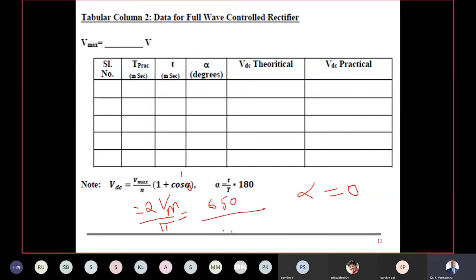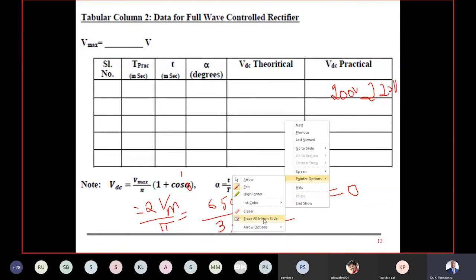Pi is 3.1415. So let us say pi is 3.25. Instead of 3.1415, I'll put 3.25. So 650 by 3.25, I'll be getting roughly around 200 volts. So I'll be getting double the voltage compared to the previous case. Of course, instead of 3.25 put 3.1415, I'll be getting roughly 210, 220 volts. I'm giving a rough idea.